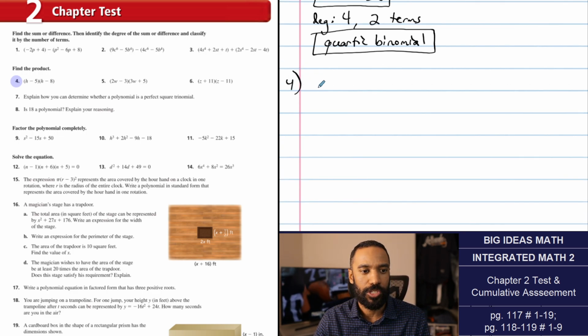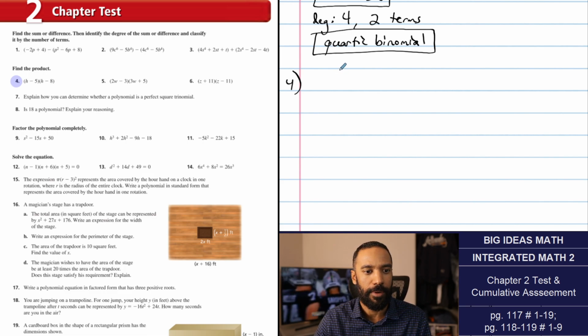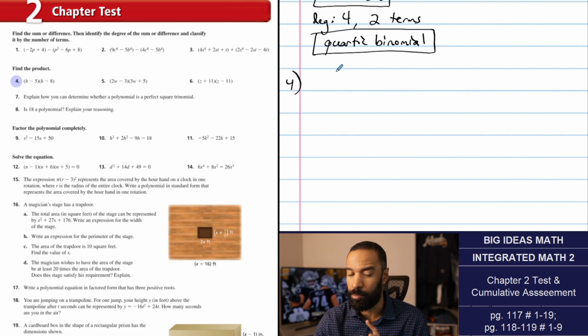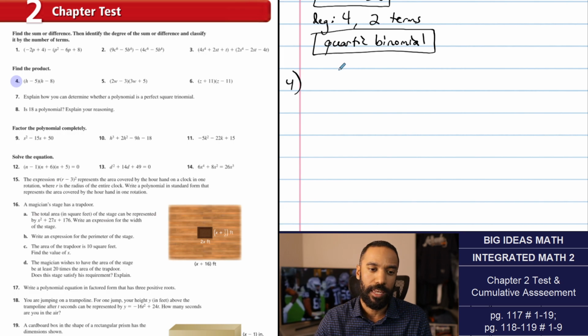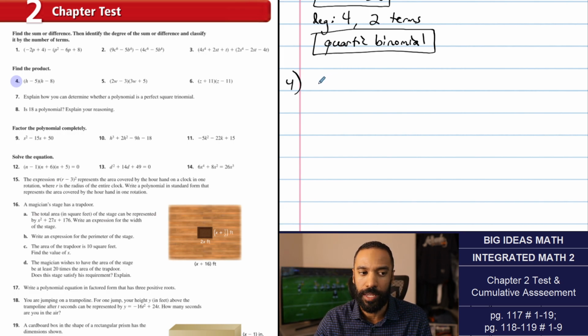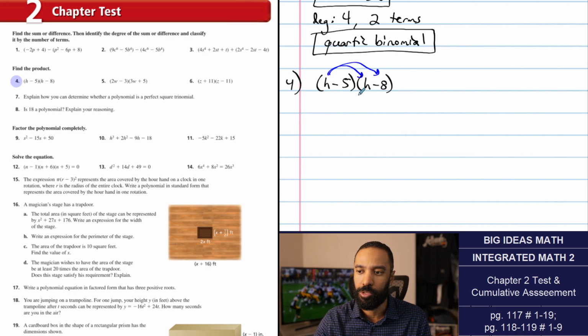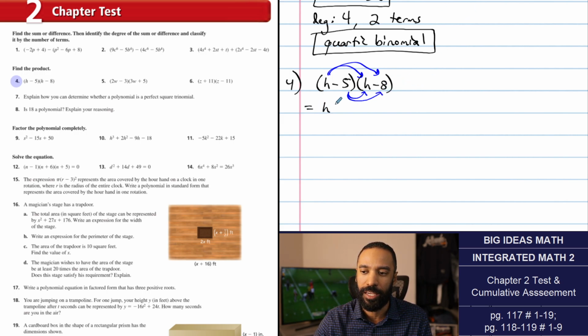Okay, find the product. So numbers 4 and 5 look very much out of section 2.2. And then number 6 looks out of section 2.3. I'll mention why in a moment. We have h minus 5 times h minus 8. We can distribute and multiply this out by means of FOIL. Each term in one polynomial multiplies with every term in the other polynomial. Or you multiply the first, outside, inside, and last terms together, and you combine like terms.